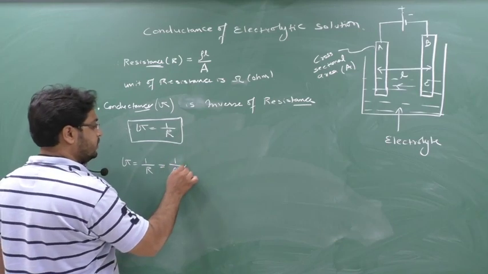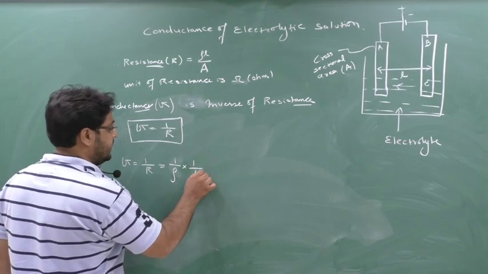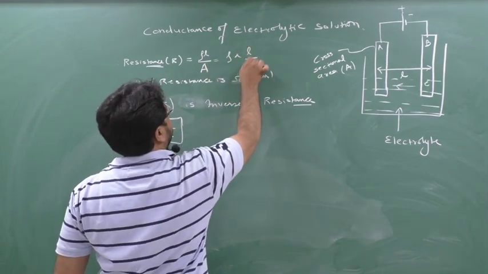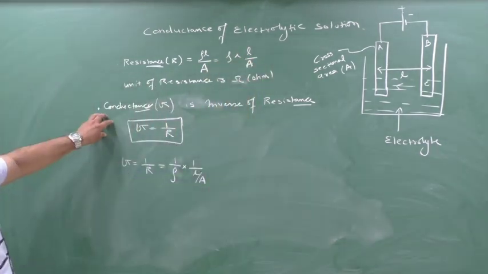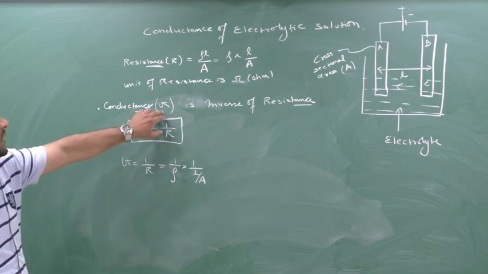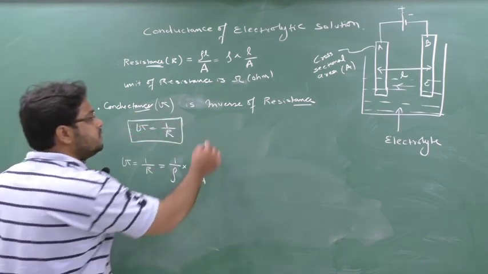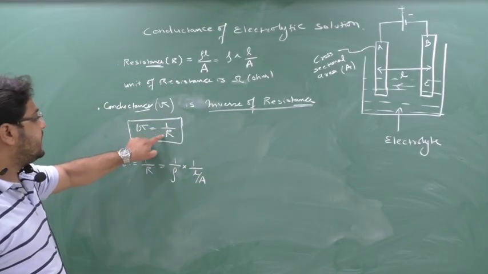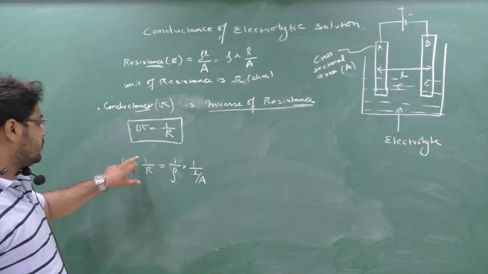Here I will do 1 by rho and 1 by L by A. If I write like this also, rho into L by A. As I know, conductance is indicated as G, and G is nothing but the inverse of resistance. So G is equal to 1 by R.